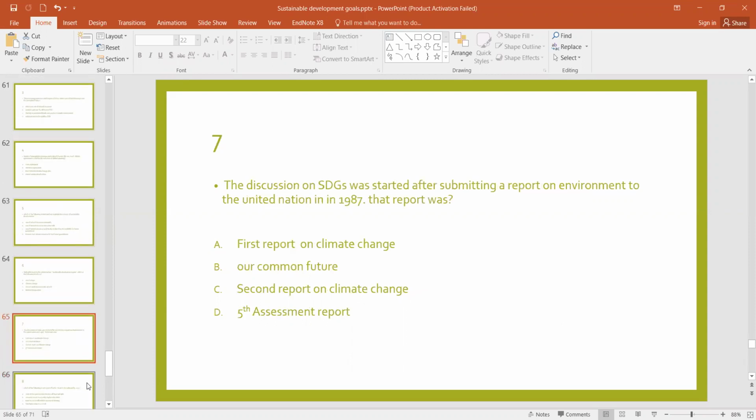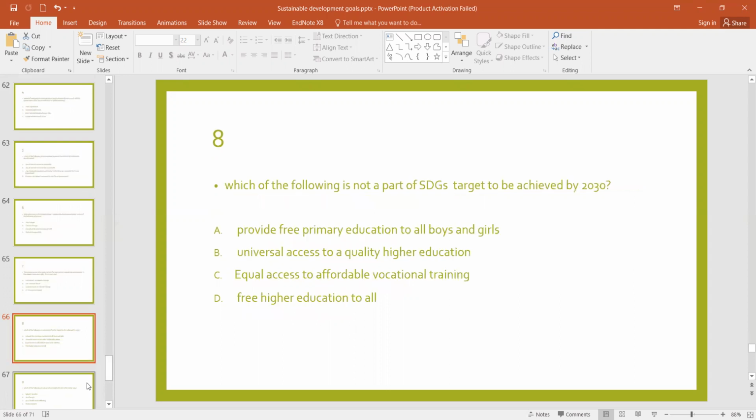The discussion on SDGs started after a report on the environment was submitted to the United Nations in 1987. That report was the first report on climate change, Our Common Future, second report on climate change, fifth assessment report. B. Our Common Future is the right one.